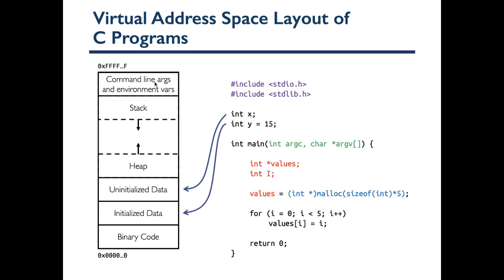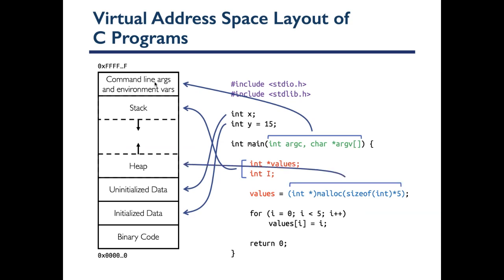Y is initialized to 15, it's going to go there. Then the arguments of your main function are going to reside at the top. So these are the variables inside your function. They're going to reside inside the stack. Here you're dynamically allocating memory. It's going to go to your heap. And the text of your entire code is basically going to be inside your binary code.